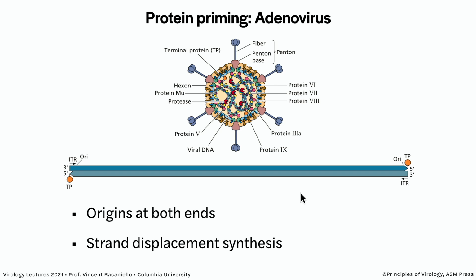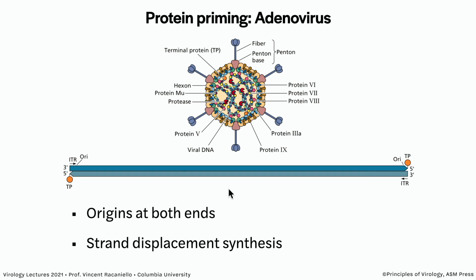So let's get a little more complicated. Let's try adenovirus now. So we're going from 4,000 base pairs to 35,000. So remember, these are icosahedral particles with a linear double-stranded DNA genome inside of them. And there's an origin of replication at both ends. There's an inverted terminal repeat, very much like the parvoviruses at both ends. And there's also a small protein linked to the 5' end of each DNA strand called TP, or terminal protein. So origins at both ends.